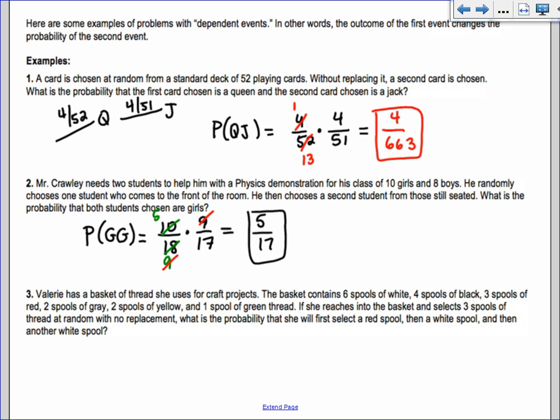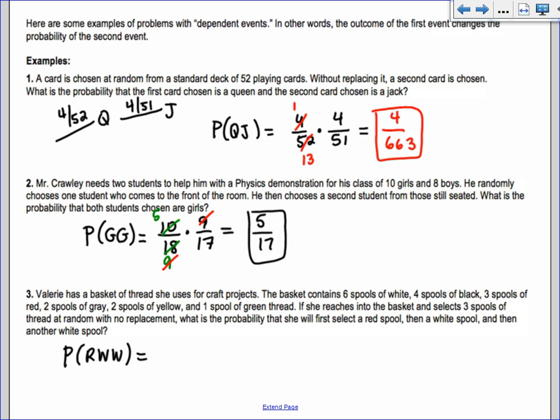All right, Valerie has a basket of thread that she uses for craft projects. The basket contains 6 spools of white, 4 of black, 3 of red, 2 of gray, 2 of yellow, and 1 of green. So if she reaches into the basket and selects 3 spools of thread at random with no replacement, what is the probability that she will first select a red spool, then a white spool, and then another white spool? Okay, so we're saying the probability of getting a red, white, white.